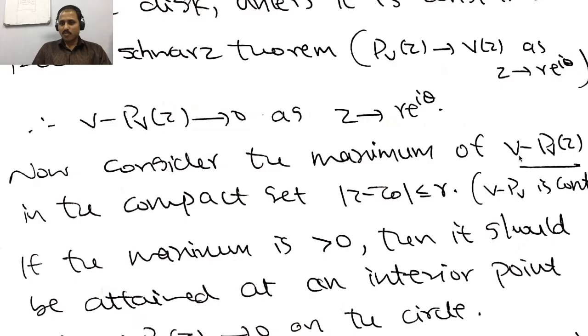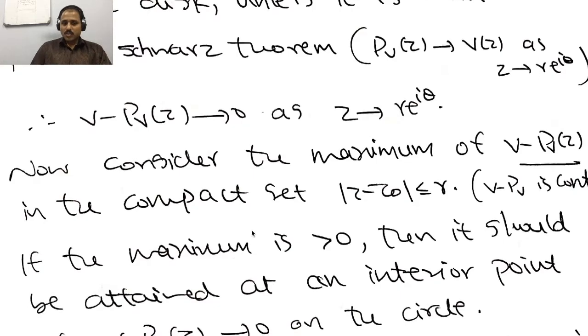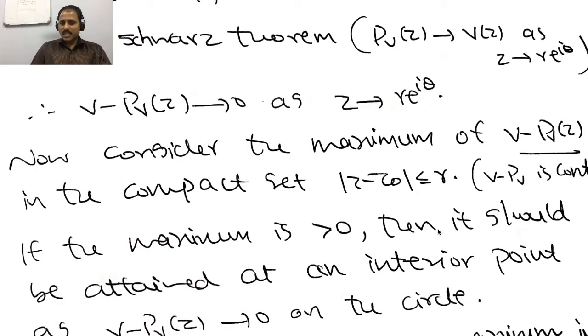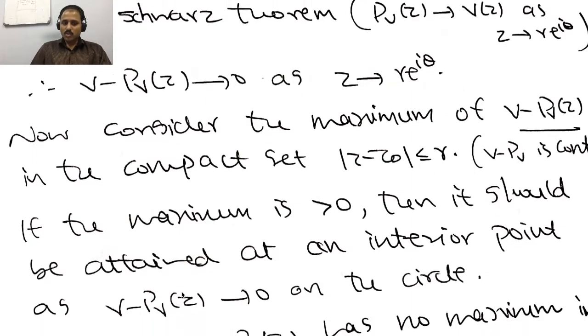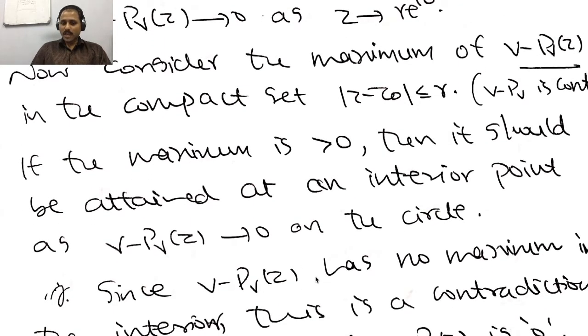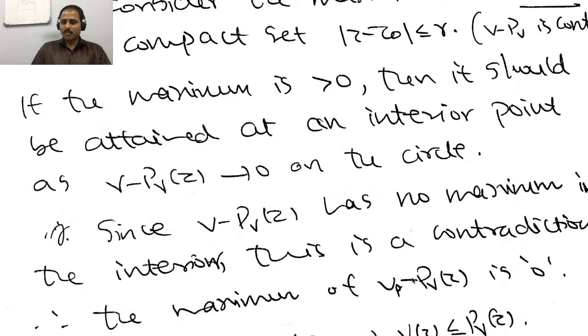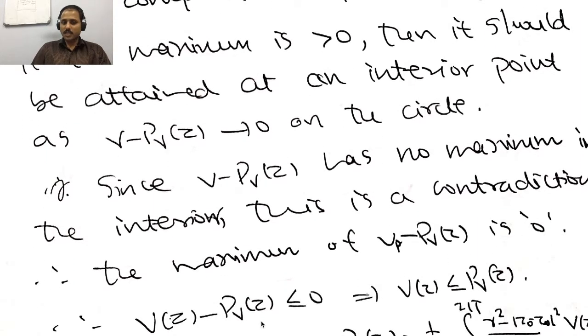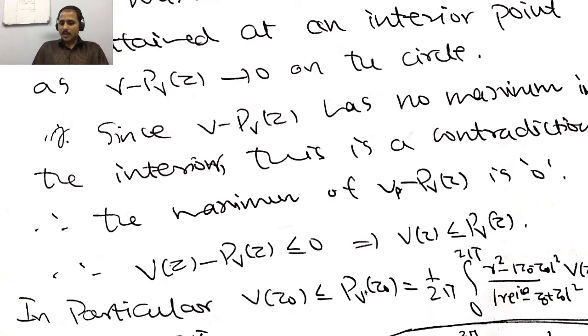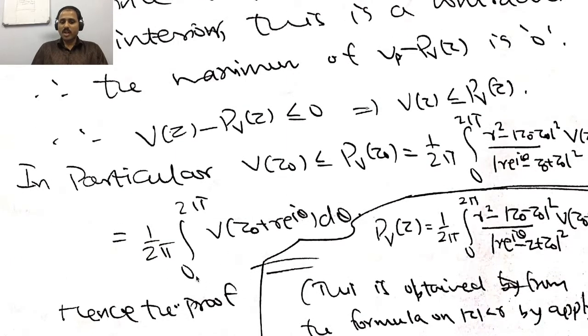Now consider the maximum of v minus Pv(z) in the compact set, the closed disk of radius r. If the maximum is positive, then it should be attained at an interior point, because at the points on the boundary it goes to 0. Since v minus Pv has no maximum in the interior, this is a contradiction. Therefore the maximum of v minus Pv should be 0, and so v minus Pv(z) should be less than or equal to 0. In particular, v(z0) is less than or equal to Pv at z0, and Pv at z0, if you substitute z0, you will obtain to be this. So this is the inequality which we needed. Hence the proof.